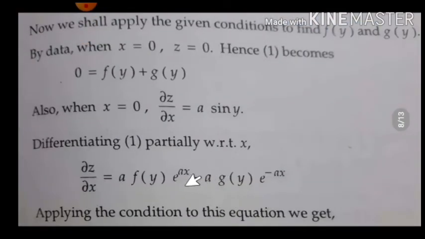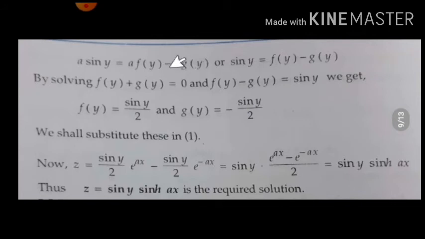That itself is written here. Next step, we substitute the given condition, ∂z/∂x = a sin y, at x = 0. When I substitute x as 0, e to the power of 0 is 1, e to the power of minus 0 is also 1. So we get the condition in this way: a sin y = a f(y) minus a g(y). Take a common; a on the left-hand side and a on the right-hand side get cancelled. So we are left with only sin y = f(y) minus g(y).